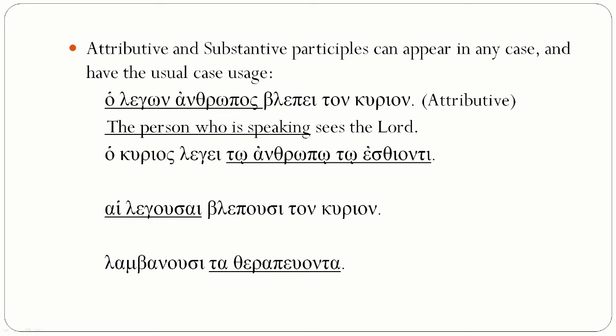All right, let's look at the second sentence now. Ha kurios lege to anthropo to esthionti. In this case, the participle phrase is to anthropo to esthionti. And notice that this is in the dative case. To anthropo will tell you that's dative. And then the participle form, it's a little bit harder, but it is also dative. It's the dative singular, active, from estheo, meaning I eat.